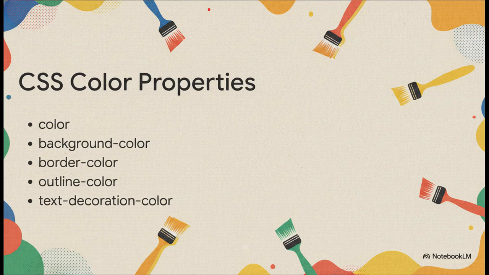We aren't just broadly washing a whole page with color. We can specifically target the text itself, the backgrounds behind that text, the borders framing our containers, the outlines drawn just outside those borders, and even the color of our underlines or strike-throughs using the text decoration color property.